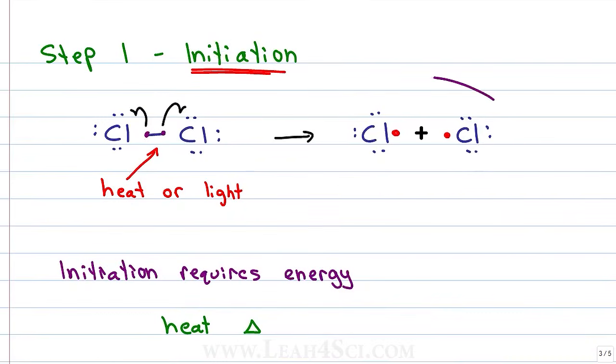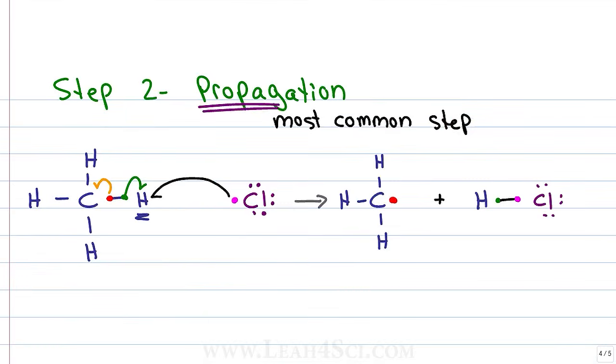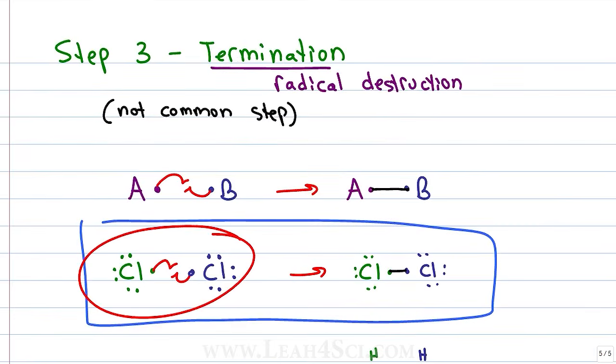Initiation, radicals only on the product side. Propagation, 1 radical in the reactant, 1 in the product. And termination, 2 radicals only in the reactants. Now that you have the steps, let's take a look at the free radical halogenation of methane, specifically radical chlorination.